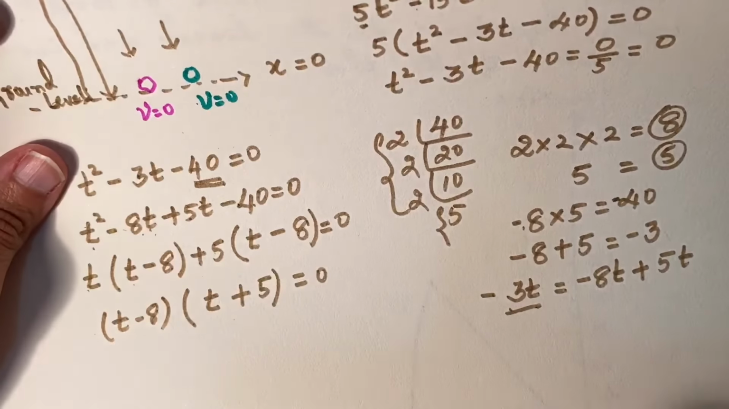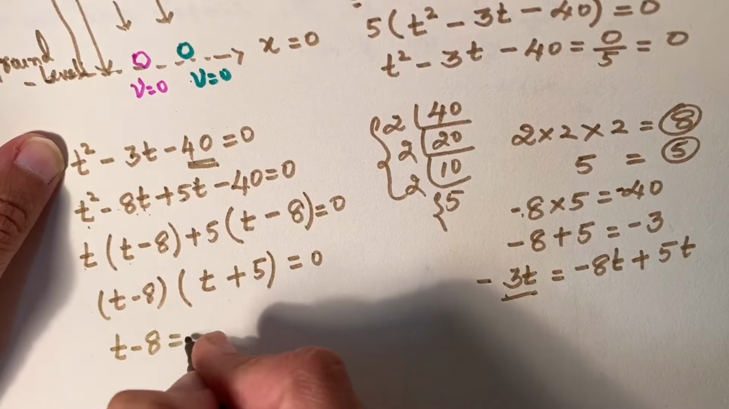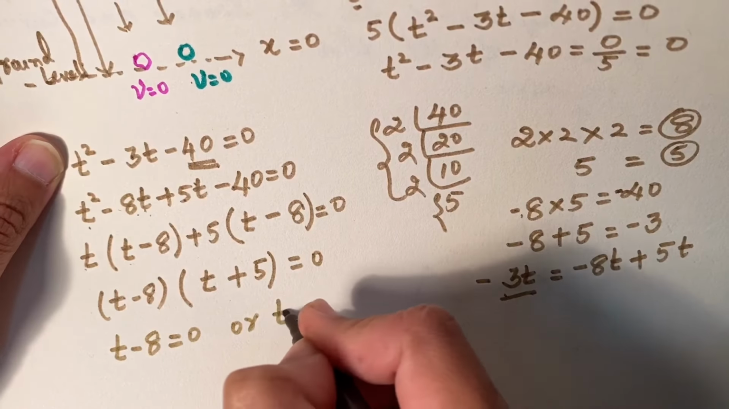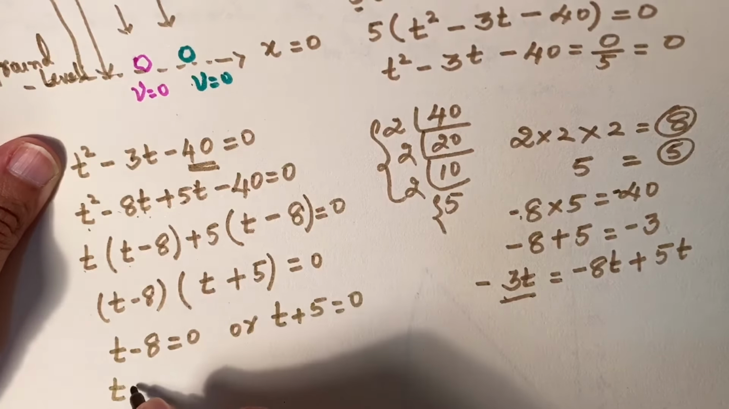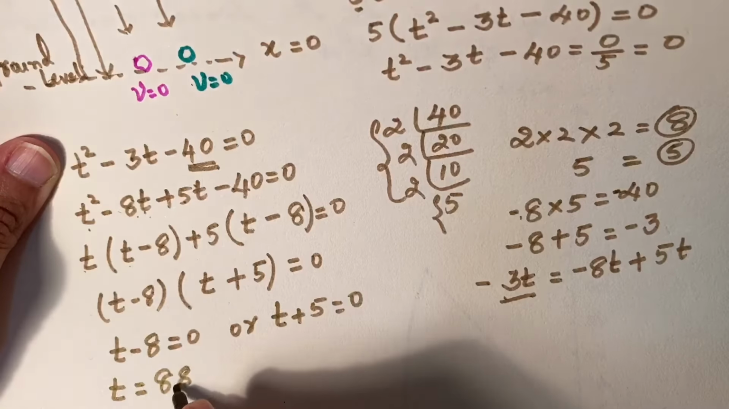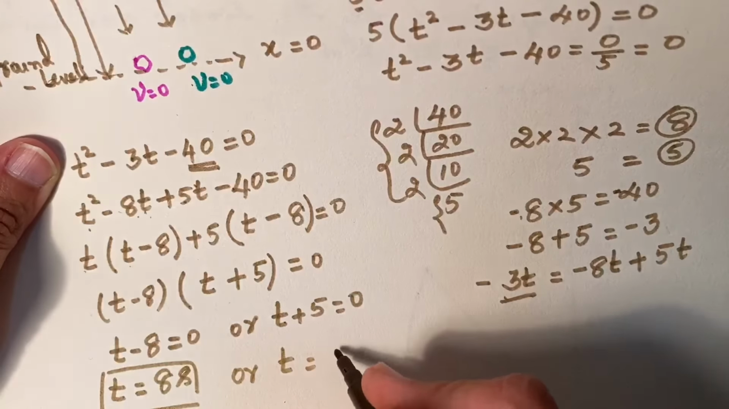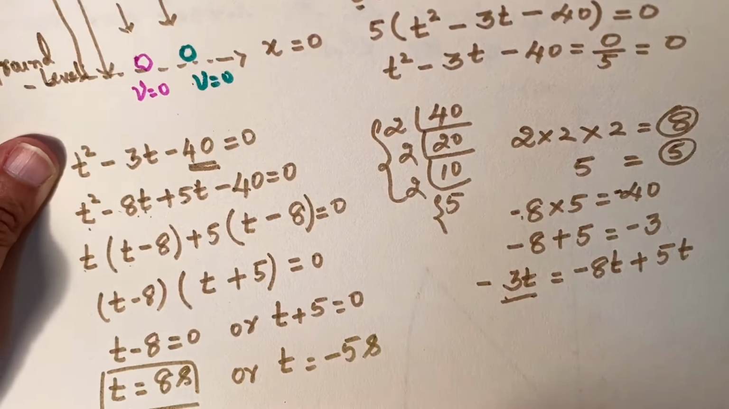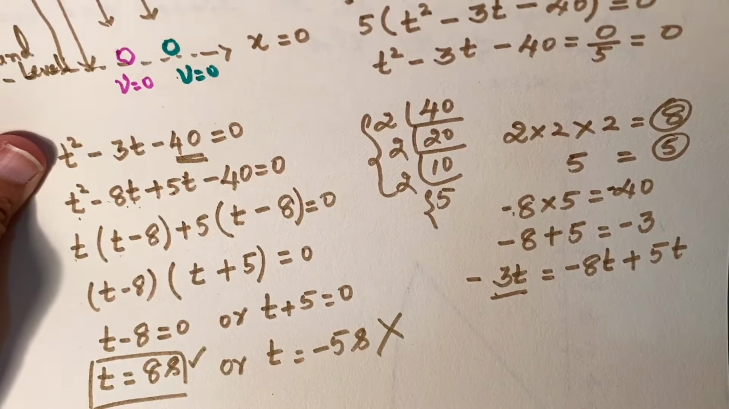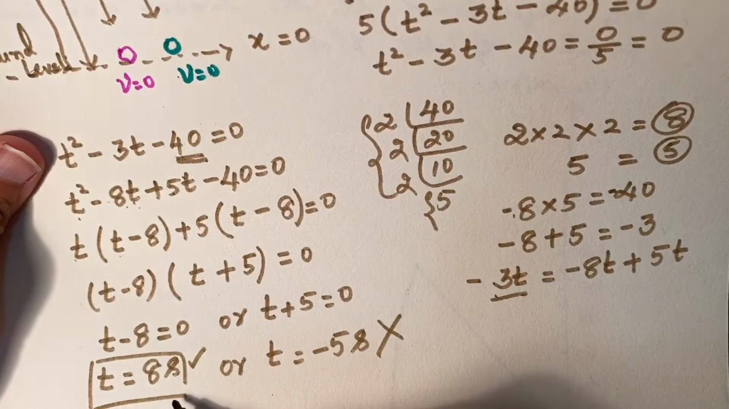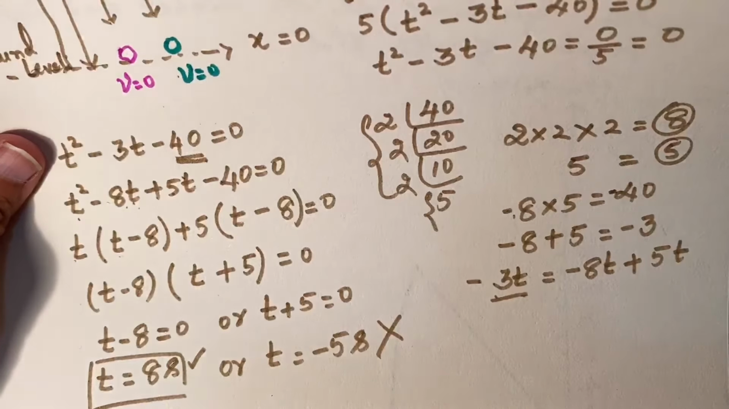Now this means you have 2 values for t, that is t minus 8 is equal to 0 or t plus 5 is equal to 0. If I bring it to the right hand side, this becomes plus 8. That means t is equal to 8 seconds, or t is equal to minus 5 seconds. Now time cannot be negative, so this option is ruled out. So what time does the first stone take to reach the ground? The first stone takes 8 seconds to reach the ground. So we have solved the first part of the problem.